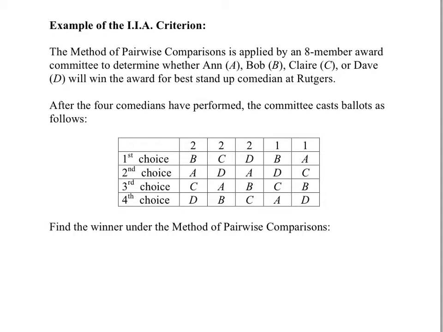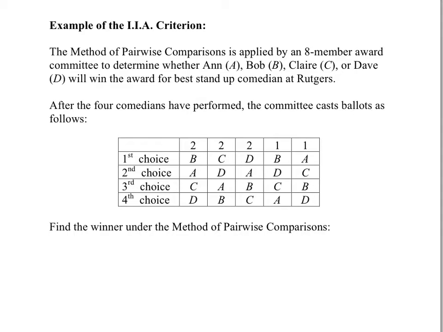So the scenario here is that the method of pairwise comparisons is applied to an 8-member award committee that is looking to determine who is the best stand-up comedian at Rutgers. The candidates are Anne, Bob, Claire, and Dave. They will all perform. The committee will cast ballots, and let us suppose that this is the resulting preference table.